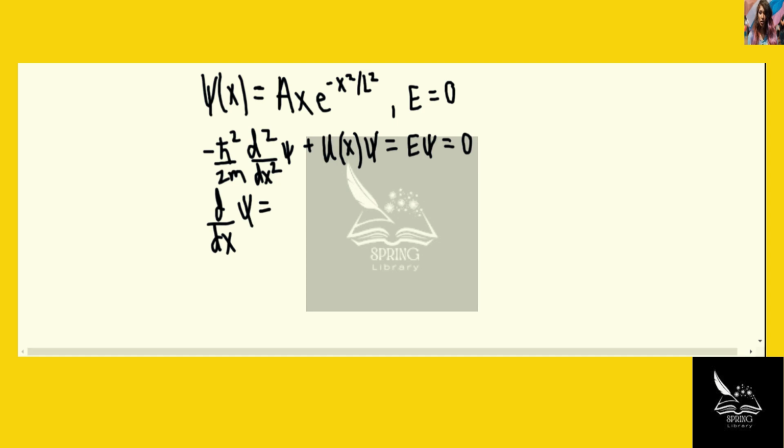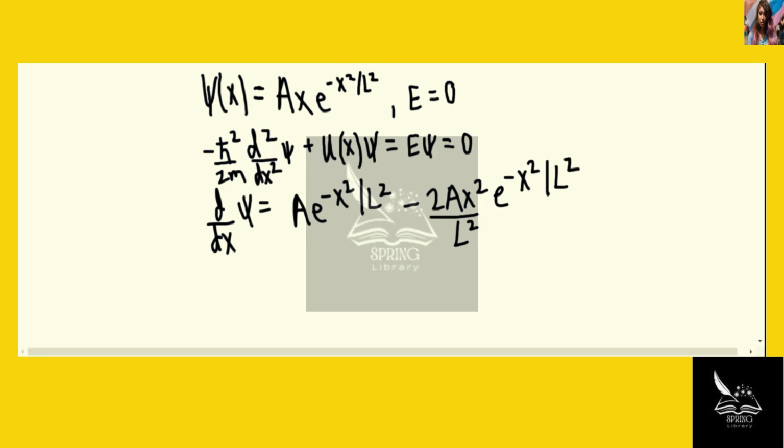We're going to take the derivative of the first factor, which is x, and that gives us a times e to the minus x squared over L squared. And then we're going to have a second term which arises from the derivative of the exponential. And this gives us negative 2a x squared over L squared e to the minus x squared over L squared.